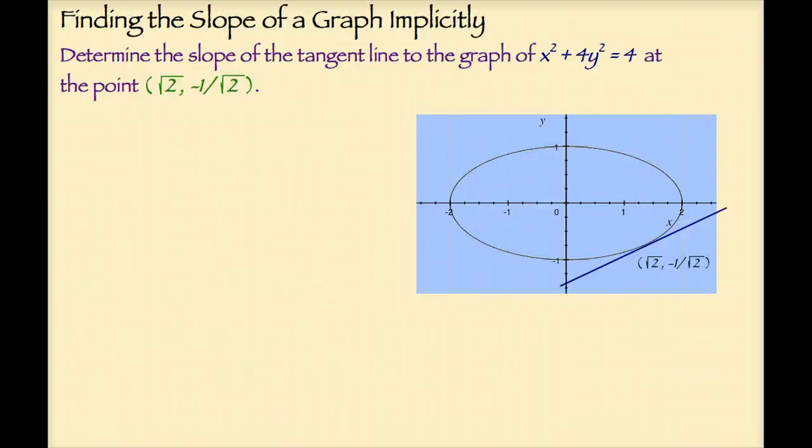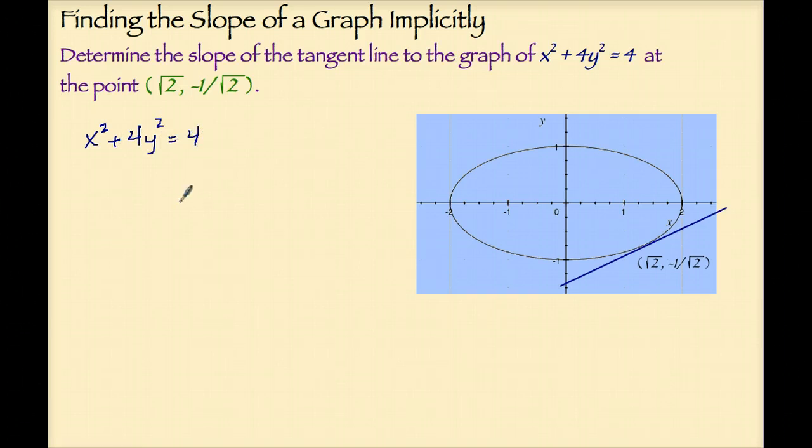In this example, we're going to take the derivative of this equation implicitly and use that derivative in order to find the slope of a tangent line at the point, the square root of 2, comma, negative 1 over the square root of 2 on this curve. Rewriting the function, x squared plus 4y squared equals 4.